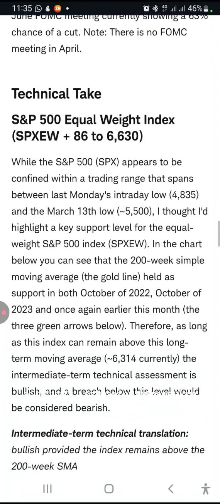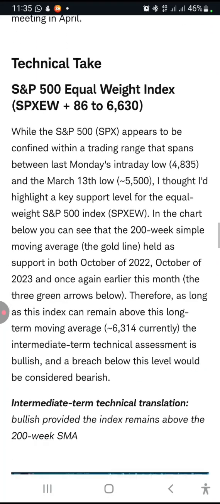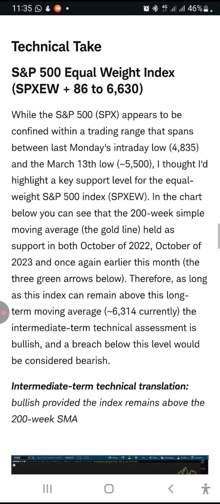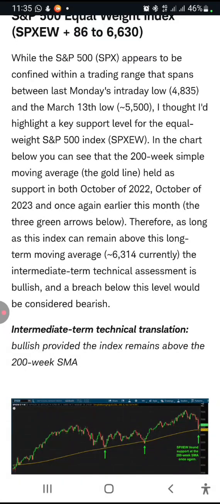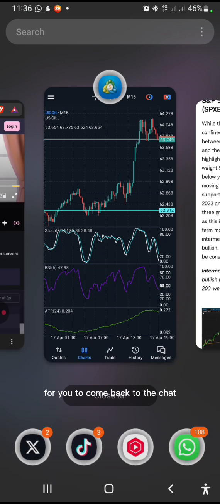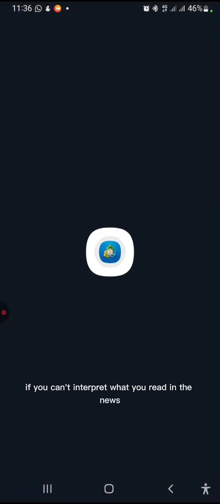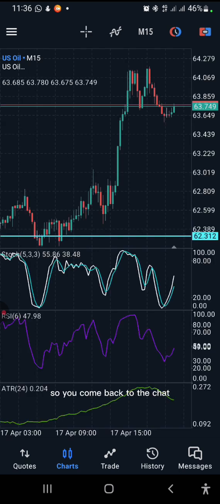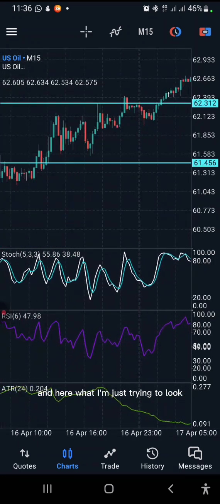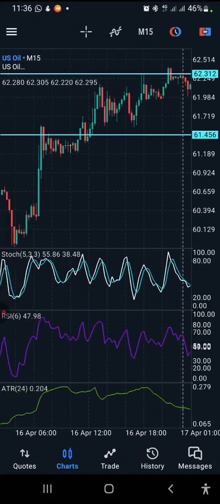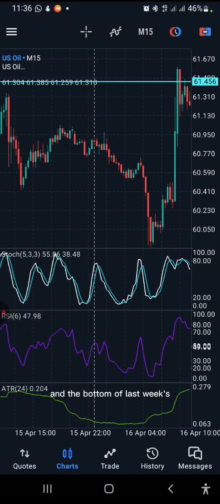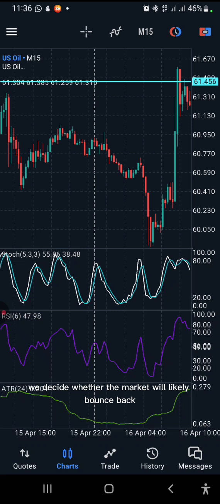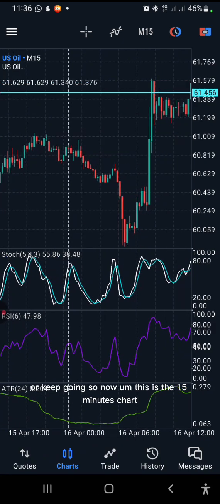So based on the news alone, you can analyze and make your own decisions, and then you come back to the chart, because the end point is for you to come back to the chart. If you can't interpret what you read in the news on the chart, it is still not of any value. So you come back to the chart, and what I'm trying to look out for here will be the top and the bottom of last week, because they will decide whether the market will likely bounce back or keep going. Now this is the 15 minutes chart.